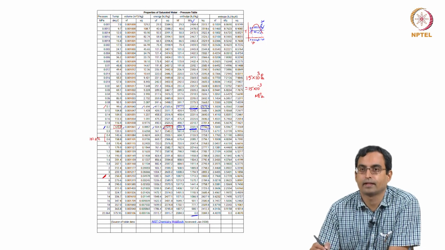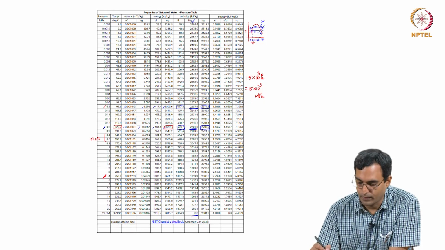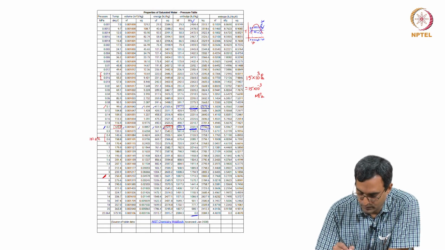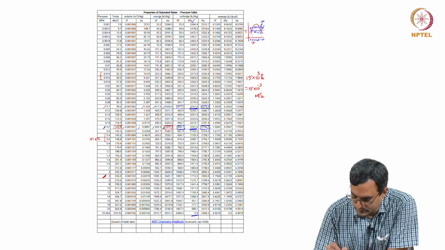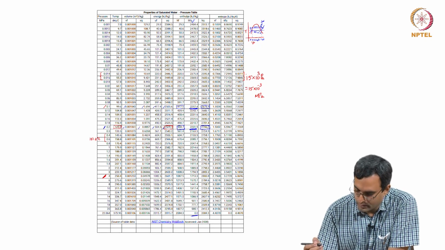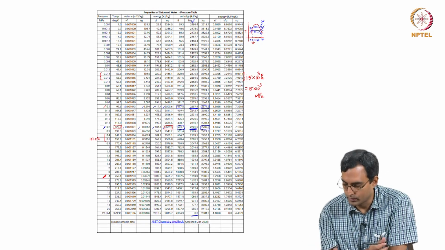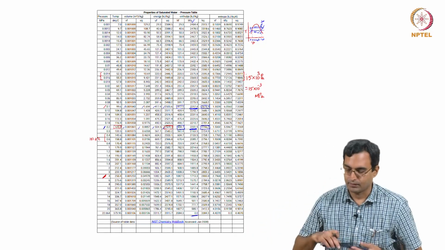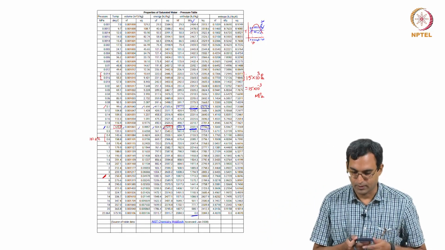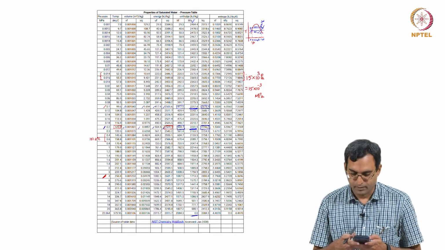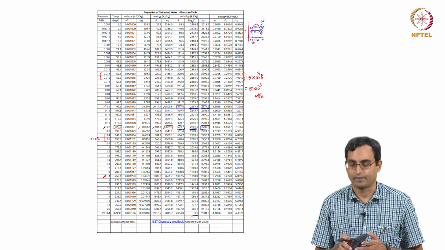So, I need the values at 15 kilopascals, which is 0.015 megapascals, which lies between these two. So, the entropy over here, I am interested in these values. The values here are 8.0311 and 7.9846. I am going to take the average of those two, because I want the values at 0.015 megapascal. This gives me a value of 8.007.